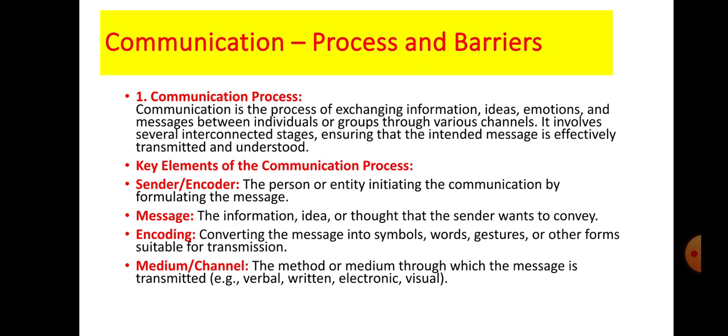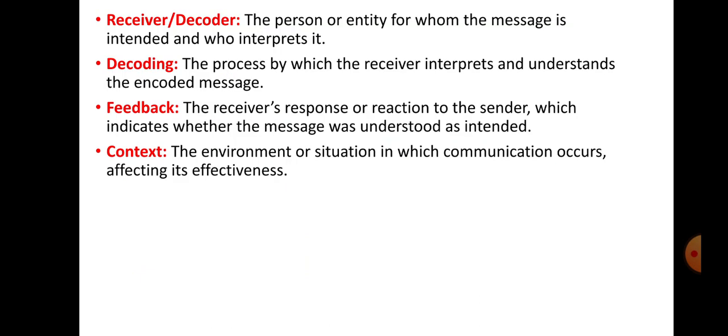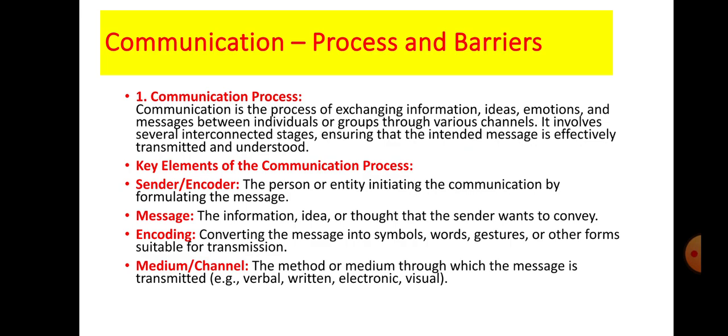Communication is the process of exchanging information, ideas, emotions, and messages between individuals or groups through various channels. It involves several interconnected stages, ensuring that the intended message is effectively transmitted and understood. The key elements of the communication process: first one is the sender or encoder. Next is the message, encoding, medium or channel. After that, receiver, decoding, feedback, and context. This is the process of communication.